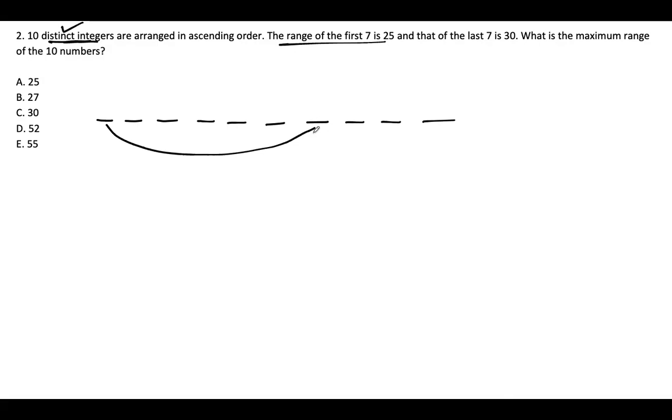Alia, go for this question. 10 distinct integers are arranged in ascending order. Ascending order. Okay. Yeah. Distinct also. Important word, distinct. The range of the first 7 is 25. So the first and this is the 7th. 7th, first, range is 25. And that of the last 7 is 30. Last 7. 1, 2, 3, 4, 5, 6, 7.